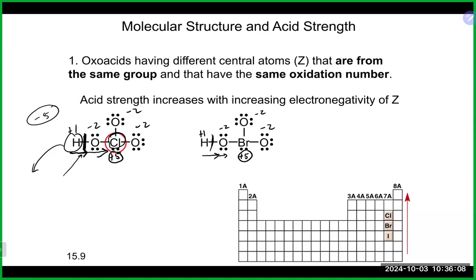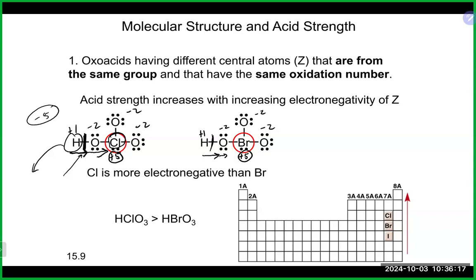So in this case, because the chlorine is more electronegative than the bromine, we would think that chloric acid would be stronger than bromic acid. Any questions on that? So in the case of an oxyacid, where you have the same oxidation state on the middle atom, you're going to look at electronegativity. The one with the higher electronegativity should be the stronger acid, because that's going to weaken that OH bond and allow the H plus to come off a lot easier. Any questions on that?